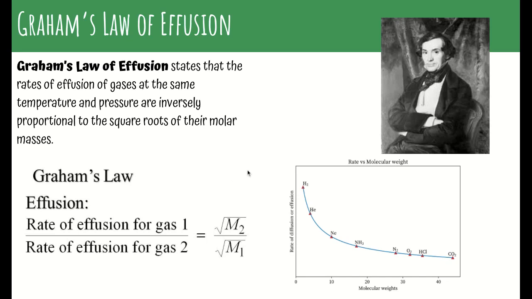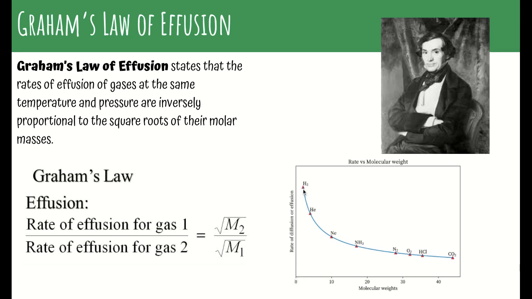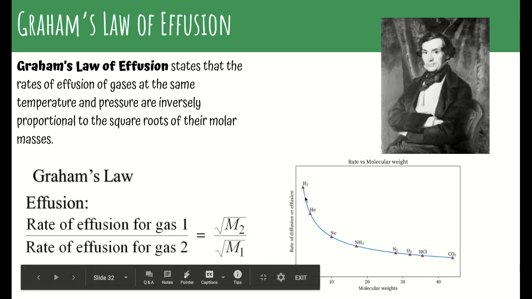And so you can look at this chart here, and it gives you a nice description of what's going on. So we know that helium is going to be a very, very lightweight molecule, and it's going to have a really high rate of diffusion or effusion. Okay, and so as you make your way down to these heavier molecules or larger molecules, you're going to have a slower rate of effusion, because they're just going to move around slower.